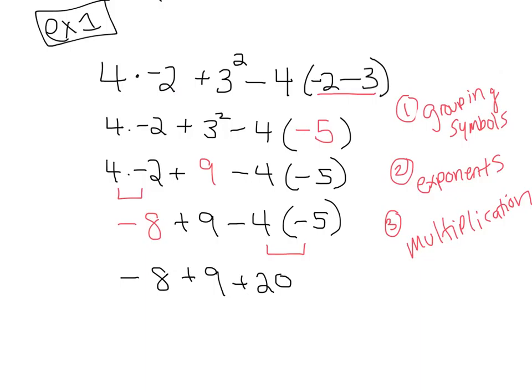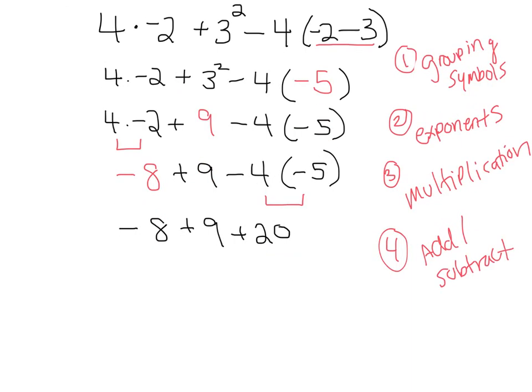All right, now we have subtraction and addition left over. So now I'm just going to go left to right. -8 plus 9 gives me +1. And I'm going to rewrite the problem, +20. And then 1 plus 20 is just 21, and that is my answer.